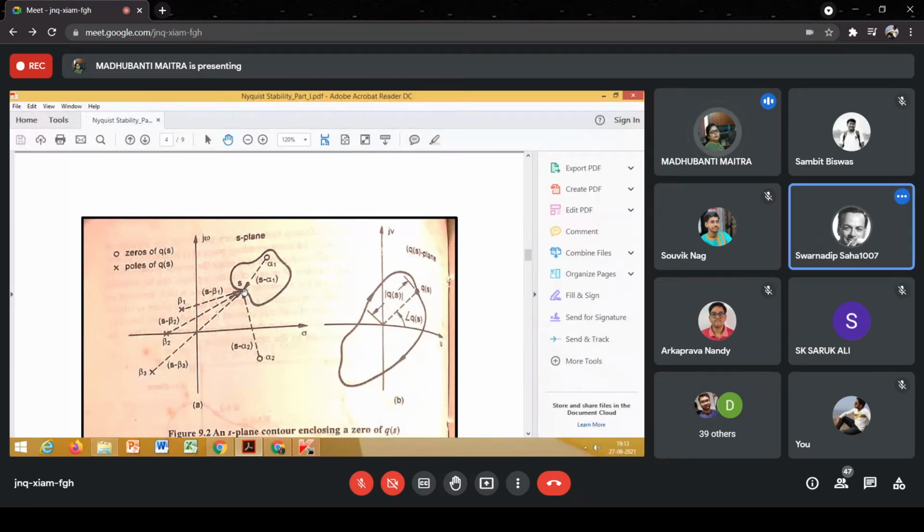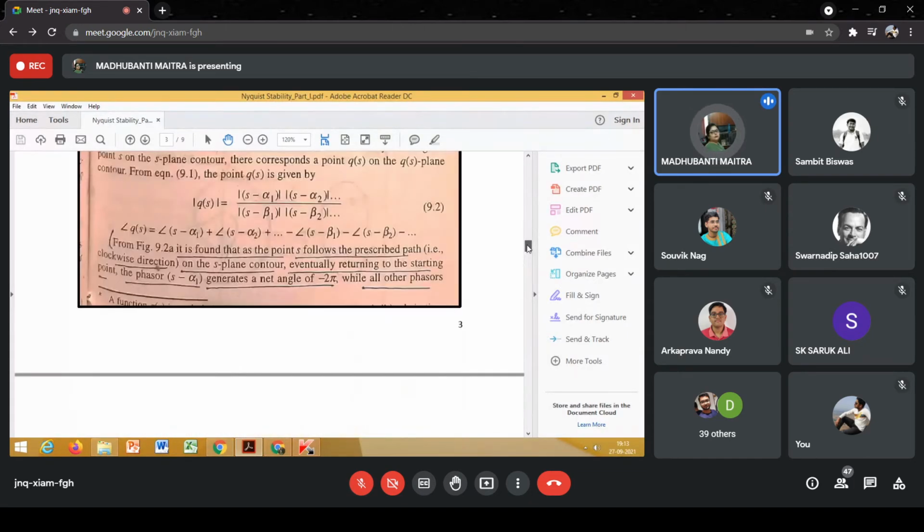Minus 2 pi? I'm talking about this phasor. This phasor will move like this. Zero. So which one is the correct answer, minus 2 pi or zero? Zero. Sure. Okay. So let me get back to this equation.